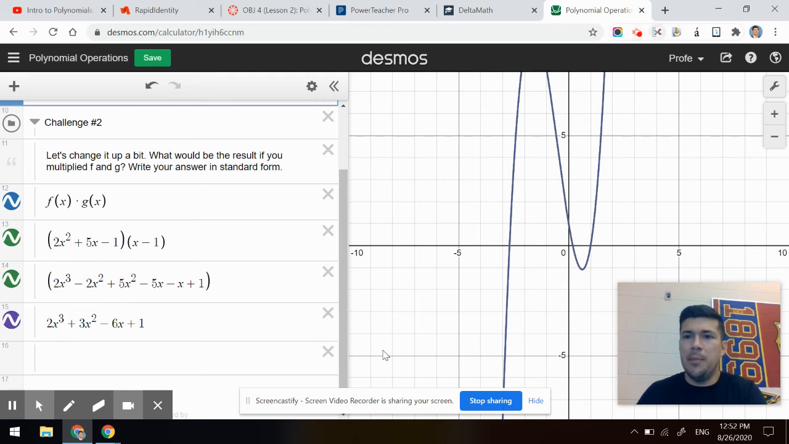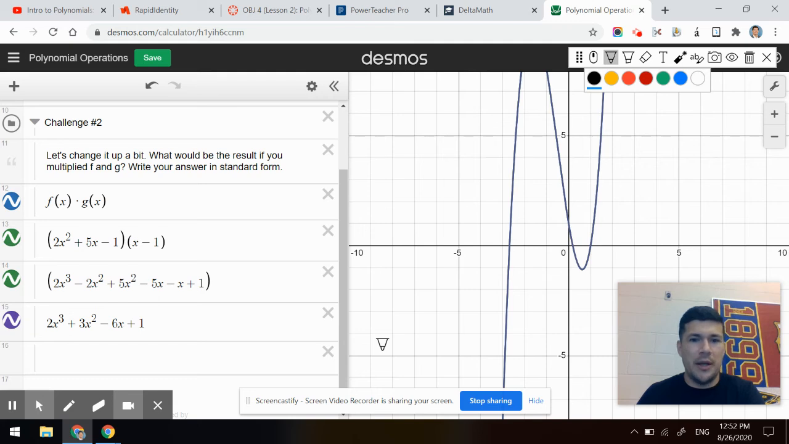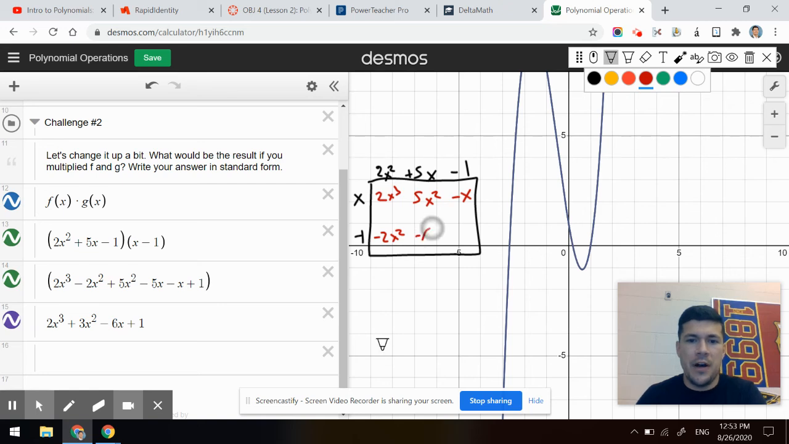One other perspective that you might consider when you're doing this is you could actually work this out with a box. So I could say 2x squared plus 5x minus 1 multiplied to x minus 1. And I could figure out my products one by one. So 2x squared times x is 2x cubed. You see that's the term that I have. 5x times x is 5x squared. -x, -2x squared, -5x, and positive 1.